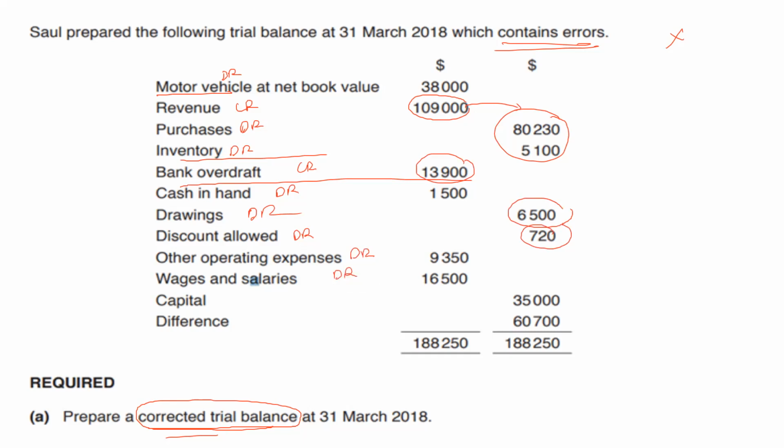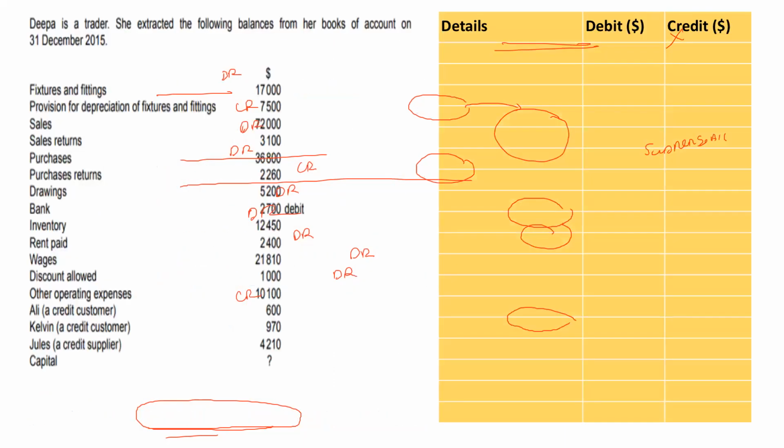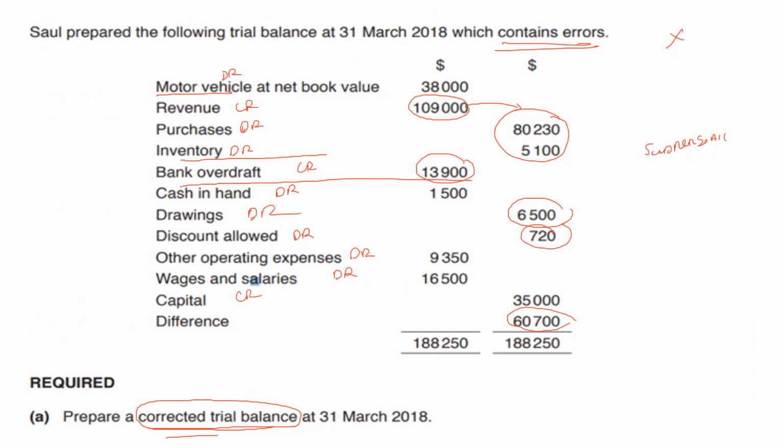Capital, credit. Difference. There is a difference. That means the total did not agree. So there's a difference in the trial balance. Hopefully, if you all do the corrected trial balance, your totals would agree. In case the total does not agree and there are still some errors, then the difference would go in the suspense account. I would want you to do this sum. Hopefully, the totals should agree.